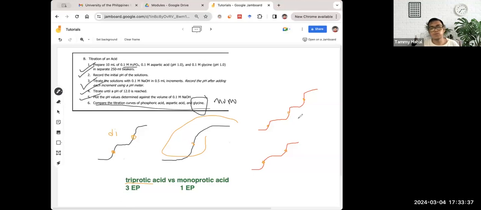So I guess for today we covered titration, no? Basics of titration and preparation and titration. Ayun, basics of titration basically. Okay.